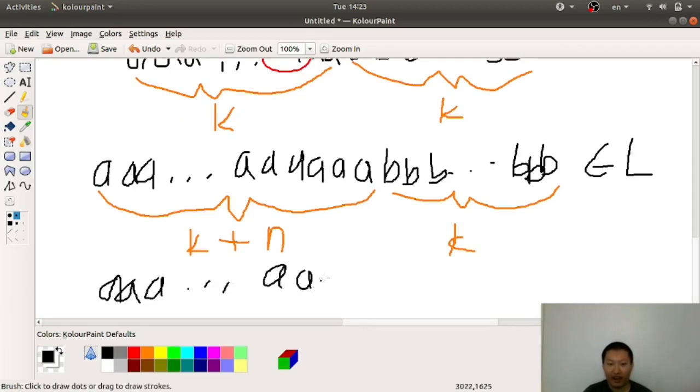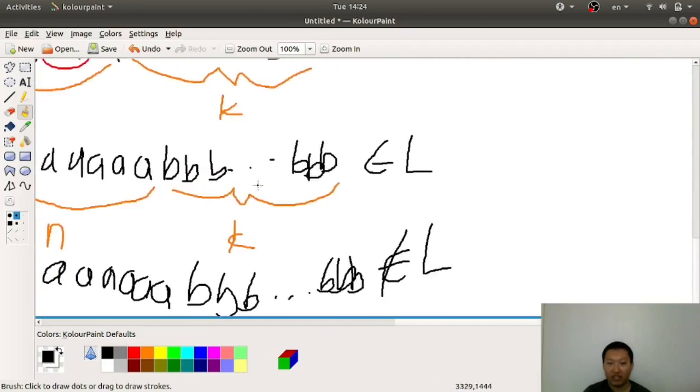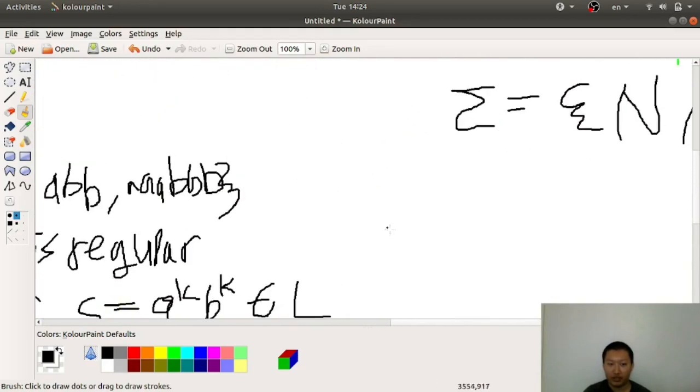So what do we have to conclude now? We know this string is not in our language. Obviously both of these statements can't be true. We have reached a contradiction. So therefore we conclude L is not regular.